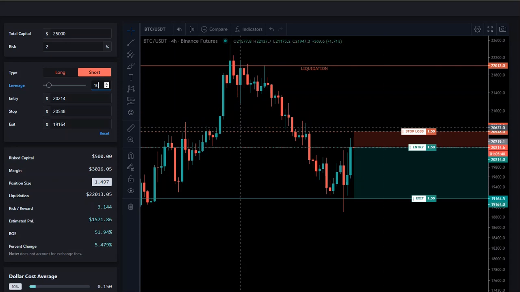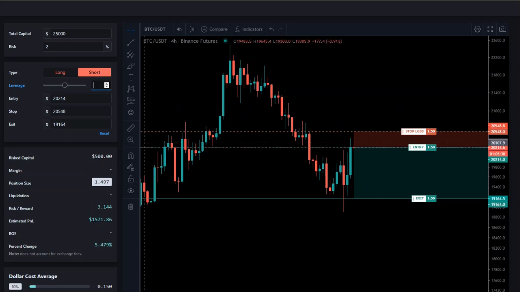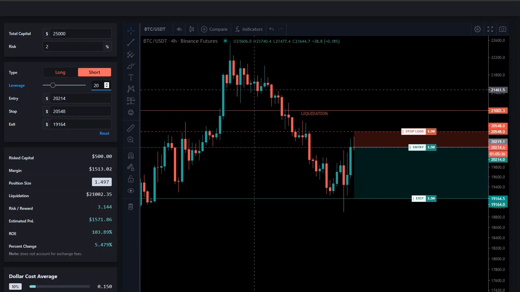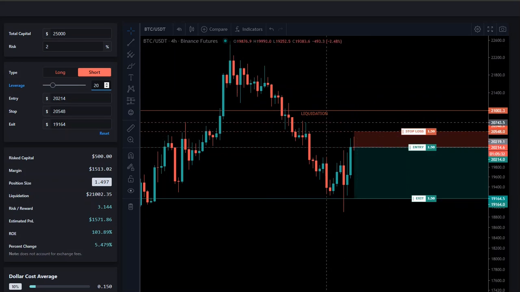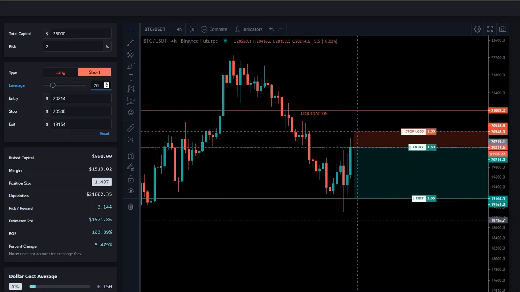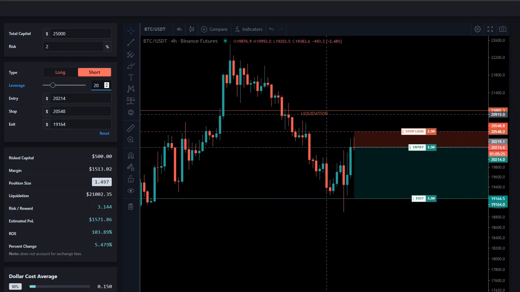And the only point you should consider is you should choose your leverage and consider your stop loss should be lower than your liquidation level in shorting, and your stop loss must be higher than your liquidation level in the case of longing. So let's come back to this area and check this information.